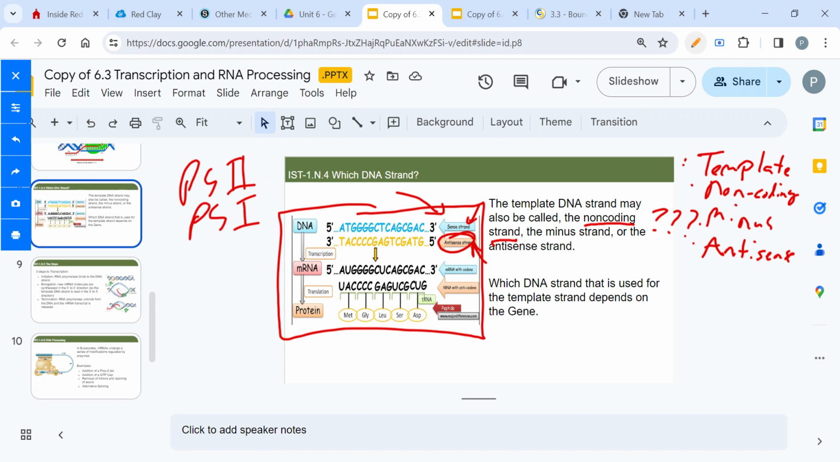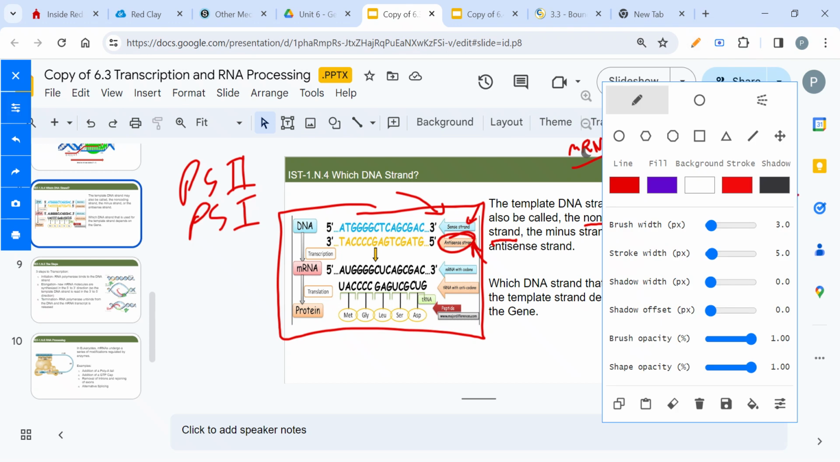Okay, let's explain why we're using this word. The template is going to tell you what the mRNA should look like. So we call it a template because it's supposed to tell you this. We call it the non-coding because of a way to look at DNA, where the blue is the sense. I'm going to do this in another color so I can keep track of some stuff.